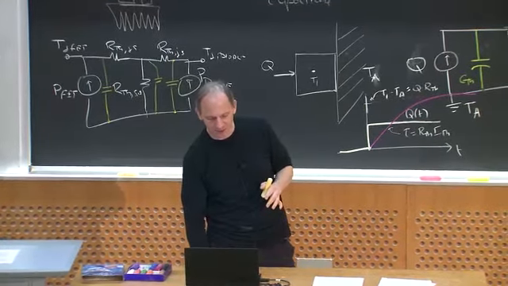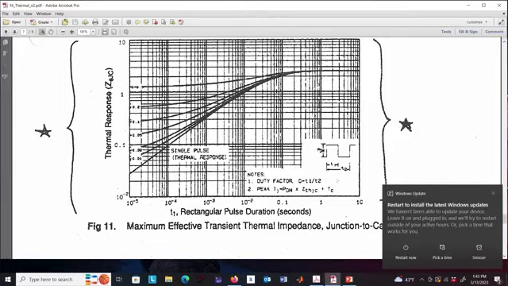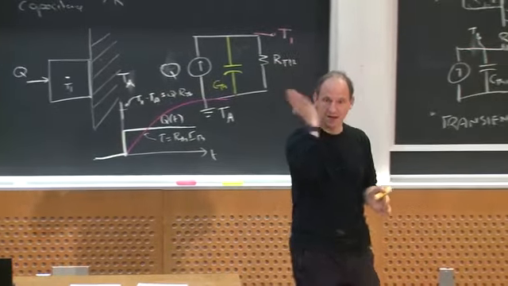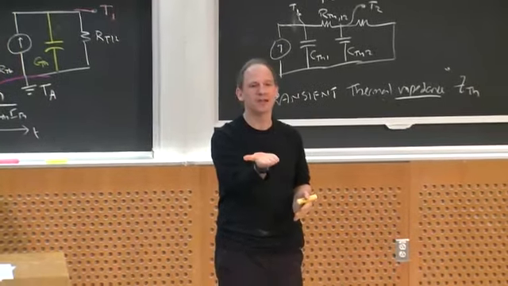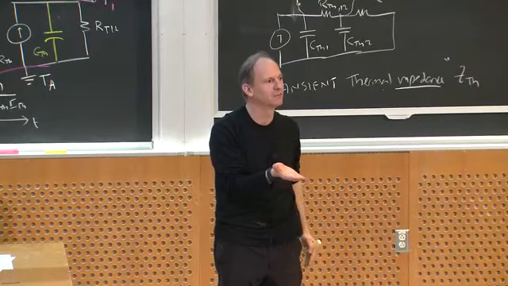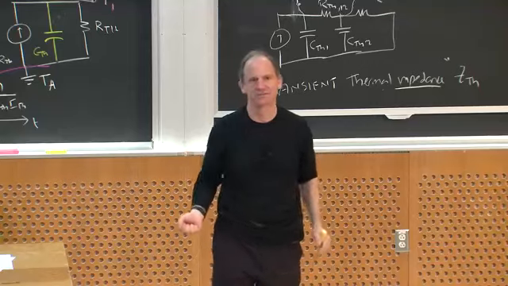Here is an example. Here they call it the maximum effective transient thermal impedance, junction to case. So what does this thing mean? This thing means if I took the device case and I mounted it against a really mega good heat sink that's just going to hold the temperature exactly at ambient, a perfect heat sink.